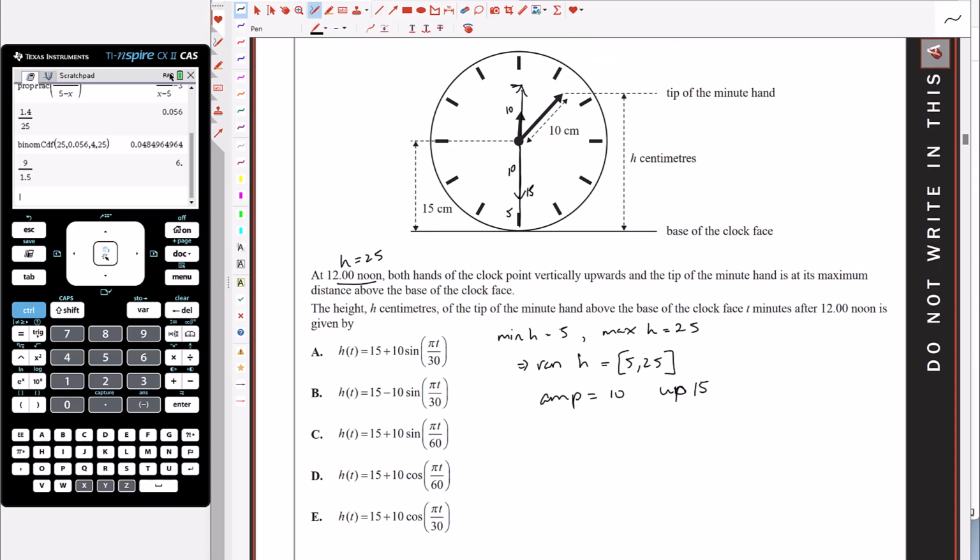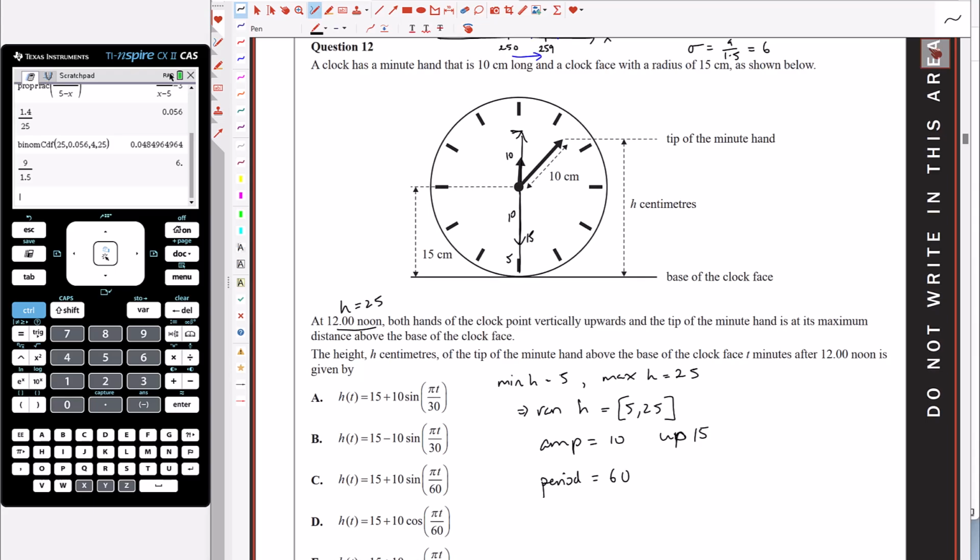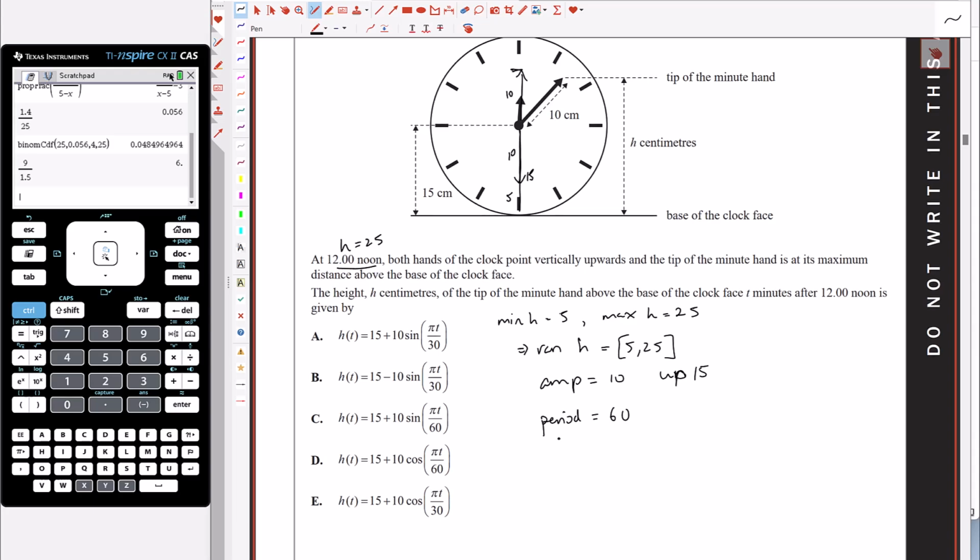Now, the period of this function, for one full revolution, it's going to take an hour. It's a minute hand. And so the period is going to be 60 minutes. I think t is in minutes. Yep, t minutes. So the period is going to be 60, which means that 2 pi on n is 60. And so n is 2 pi on 60, which is pi on 30. So we definitely have pi on 30, so we can rule out these two options with a pi on 60.